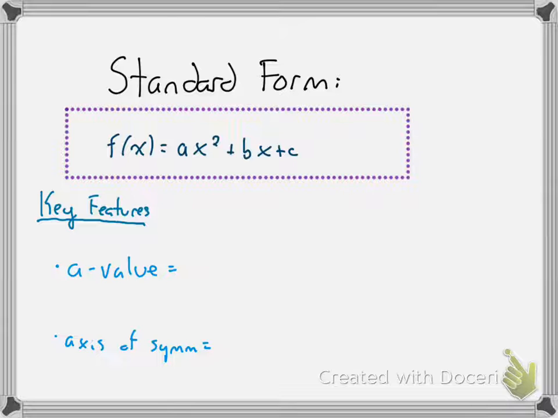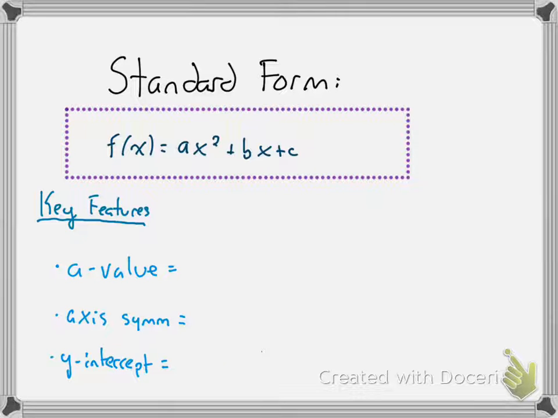Next is your axis of symmetry. Now, since we can't necessarily see what our vertex is, unlike vertex form, to find our axis of symmetry we're going to have to calculate negative b, so our b value, over 2a. Whatever value that produces will be our axis of symmetry, and more importantly, it'll also be the x-coordinate for our vertex.